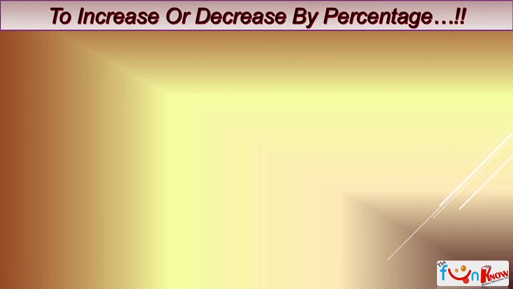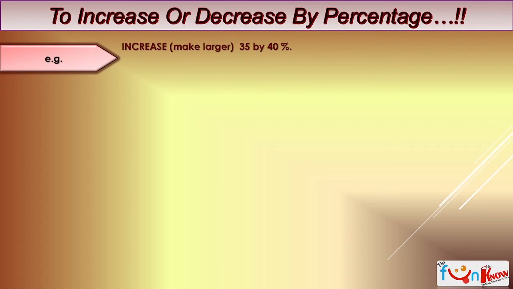Next, students, to increase or decrease by a percentage. Increase, make larger, 35 by 40%. So you can see 40% of 35 is 40 divided by 100 multiplied by 35 upon 1. If you actually cancel, the answer will be 14. So your answer is 14. Just check it out. If you cancel, just cancel the 0. This 0 is getting cancelled over here.